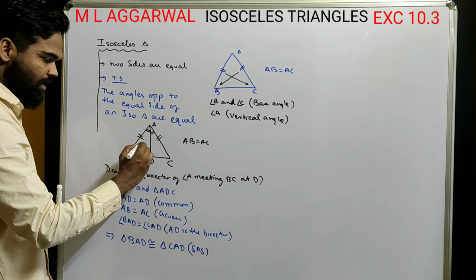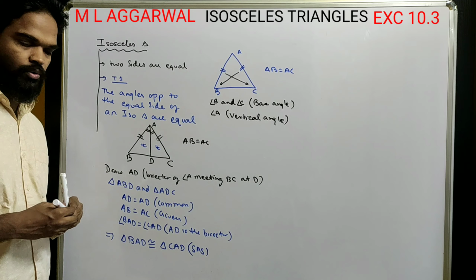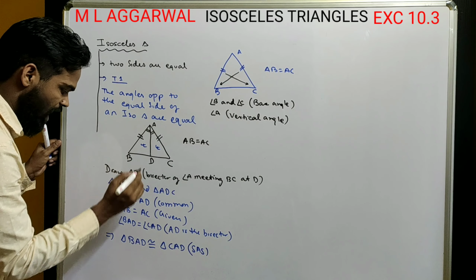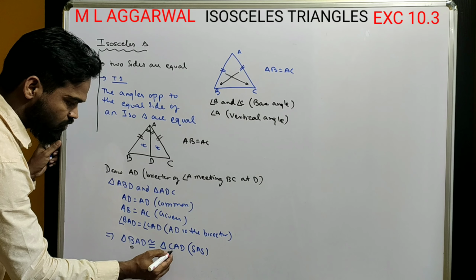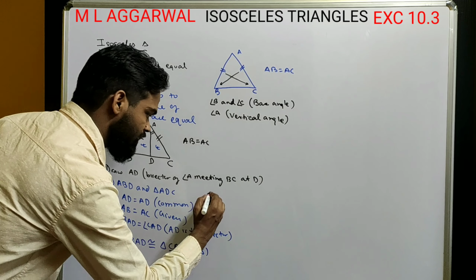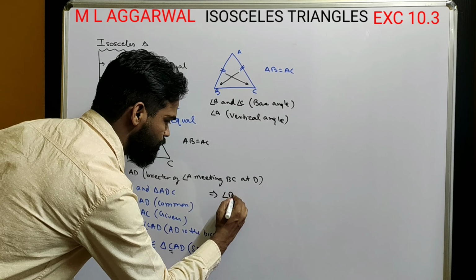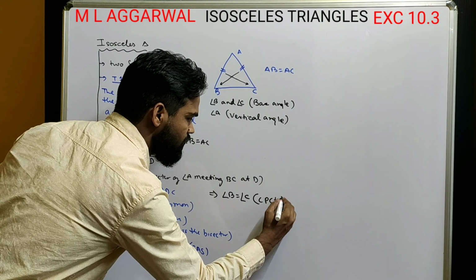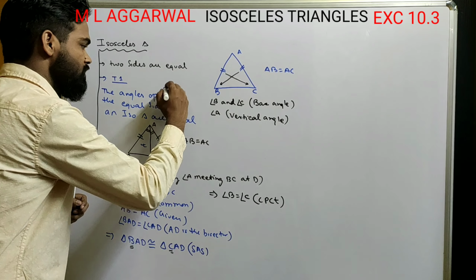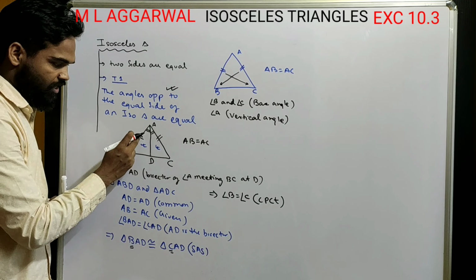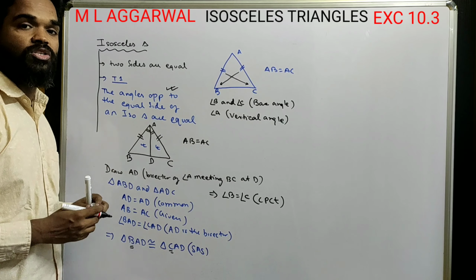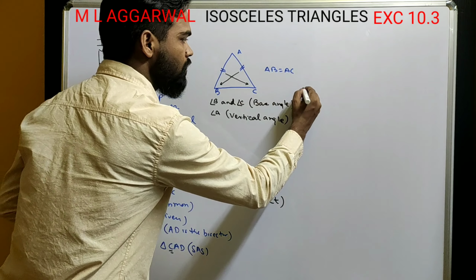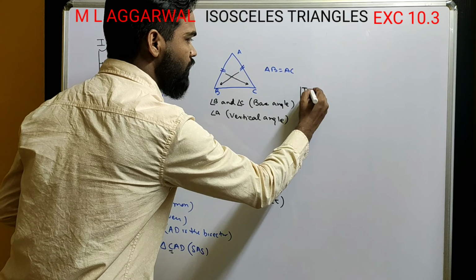And if these two triangles are congruent to each other, then the corresponding parts are also equal, which means angle B corresponds to angle C, which implies angle B is equal to angle C, CPCT, isn't it? Which means the angles opposite to the equal sides in an isosceles triangle are equal. This was theorem 1. Theorem 2 is nothing but the converse of this one.